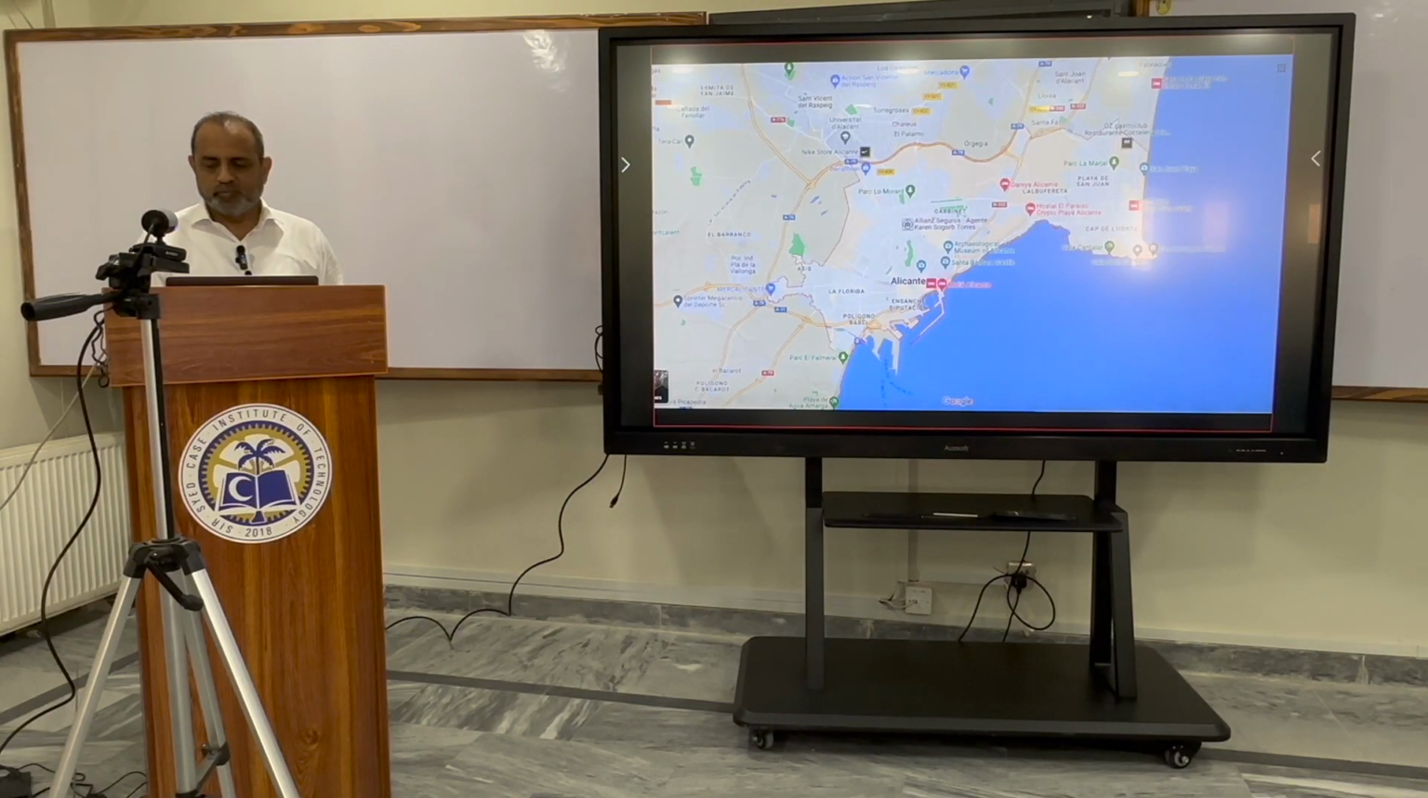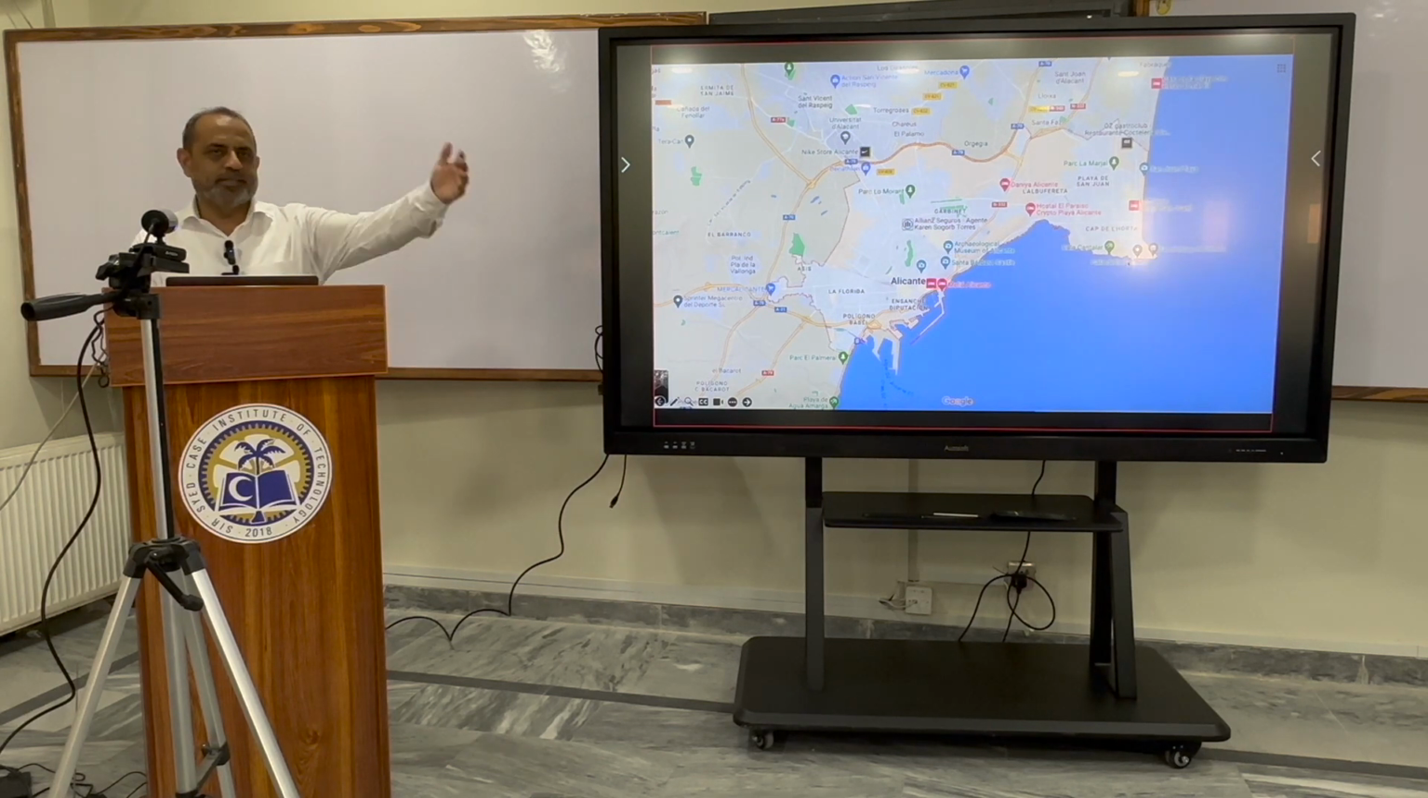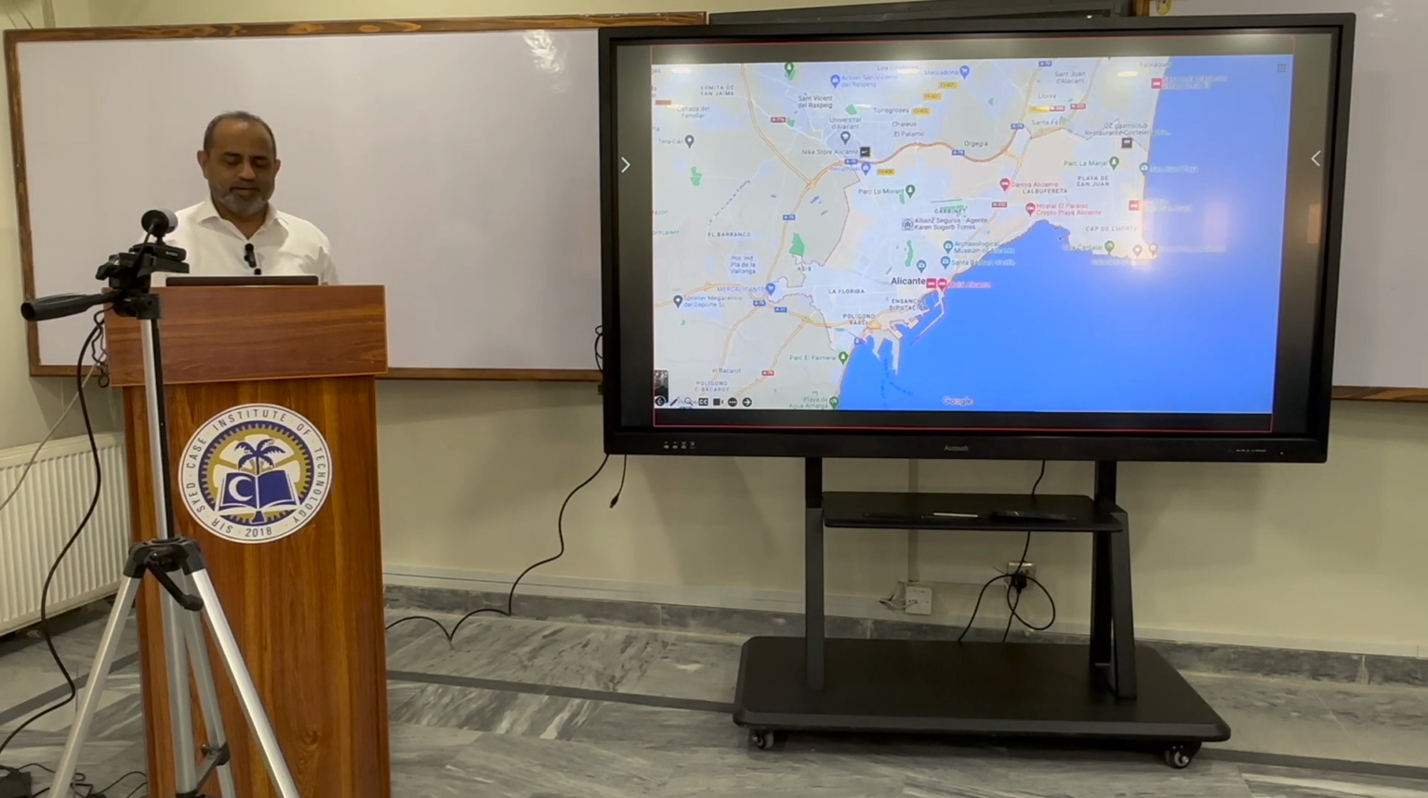This is the map of the area. So you see that anything which is on the seashore is very, very expensive because of the seaside. And once you are moving away towards the outskirts of the city, you get very cheap plots.